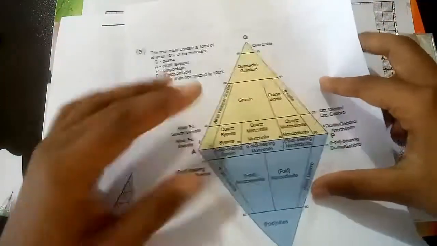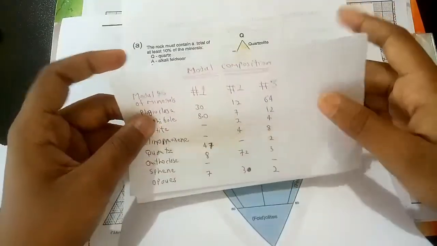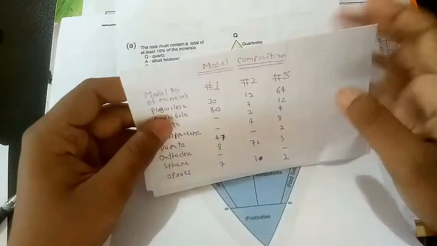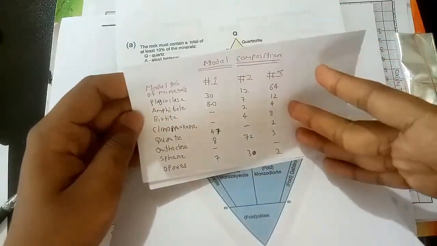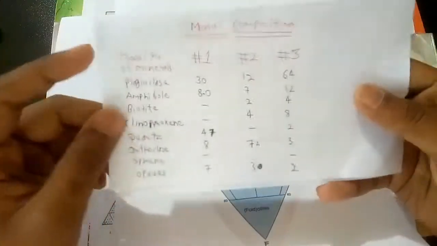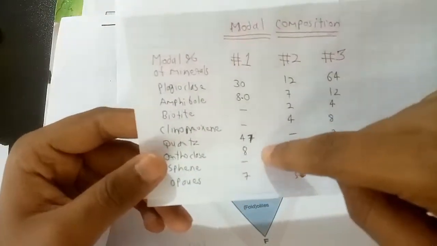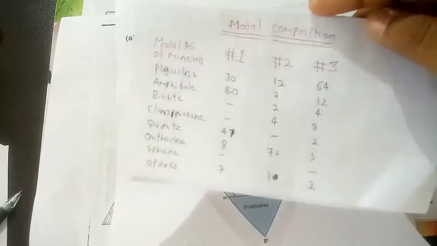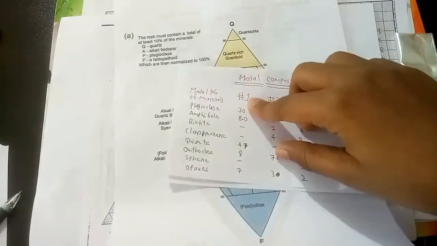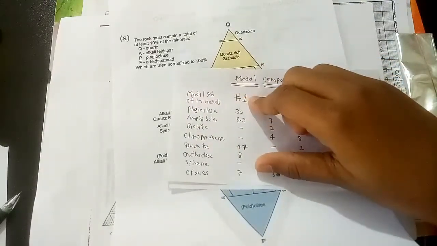This is the diagram we have drawn, and I told you how to draw it. You will be given a table like this, maybe of 4 or 5 rows and columns. It can be 1, 2 or 3 columns, and each column is a sample. So you can say this is sample number 1, sample number 2, sample number 3. You can get only one sample also in your mineral exam or in your practicals. So what does this table mean? It means that you have a rock sample.